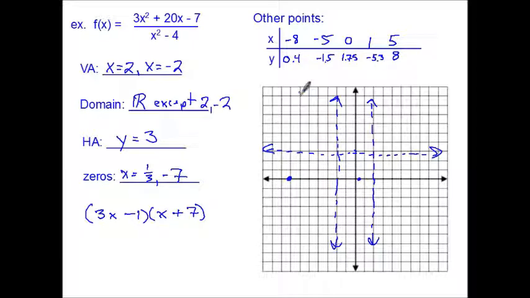Okay, so the negative 8 gives me a 0.4, so there's negative 7, that's negative 8, and 0.4 is just shy of half. Okay, negative 5, so there was negative 2, 3, 4, 5, gives me a negative 1.5, so 1.5 is about there-ish. Okay, 0 gives me a 1.75, so that's positive, almost a 2. Alright, the 1 gives me a negative 5.3, so 1, 2, 3, 4, 5, and a smidge. And then finally the 5 gives me 8. So 1, 2, 3, 4, 5, 6, 7, 8.